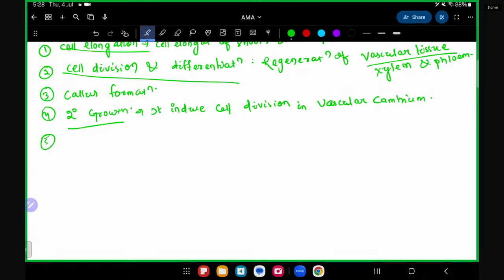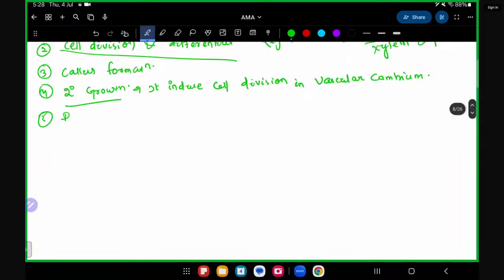Then we have the fifth function. It is root initiation on cutting. Root initiation. Okay. For asexual propagation, NAA, that is the synthetic form, is used to initiate root formation. Okay. Then sixth one is apical dominance. Apical dominance.